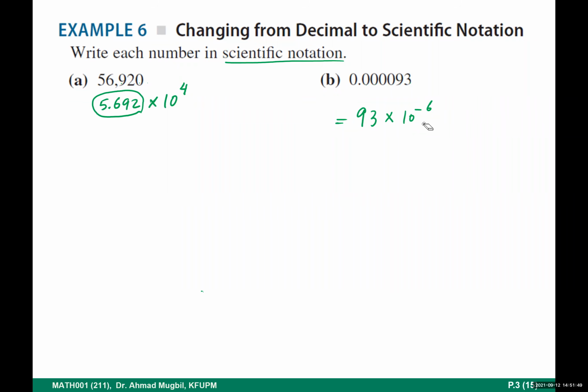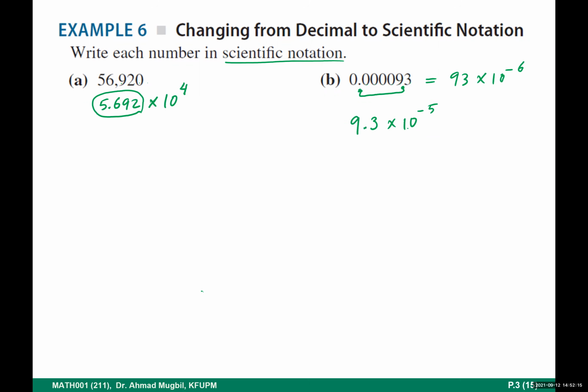To write this in scientific notation, let me write this here for you, just to compare what you will have with this. Now, to write this in scientific notation, I will move this decimal to the right to be here. So it will be 9.3 times 10 to the power, how many digits do we have here? 1, 2, 3, 4, 5. So this is 10 to the power negative 5.